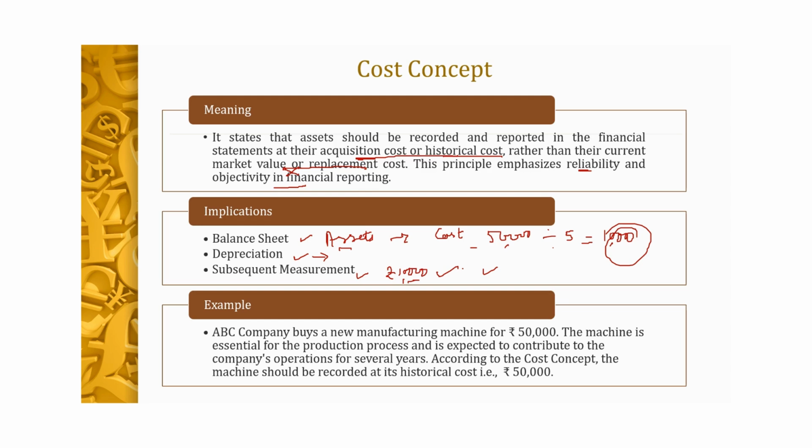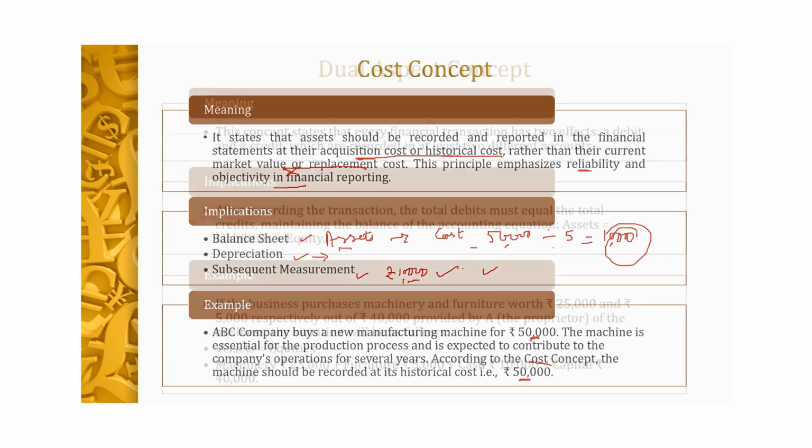ABC company buys a new manufacturing machine for rupees 50,000. They bought it for 50,000, and the machine is essential for the production process and is expected to contribute to the company's operations for several years. So what the cost concept says is that the machine should be recorded at rupees 50,000, that is at its historical cost.